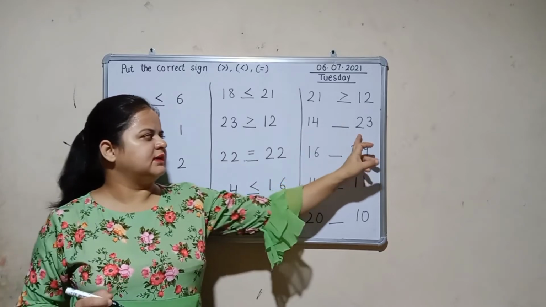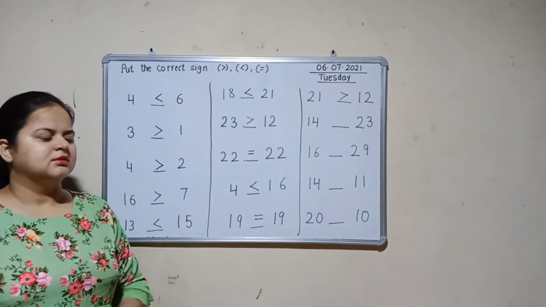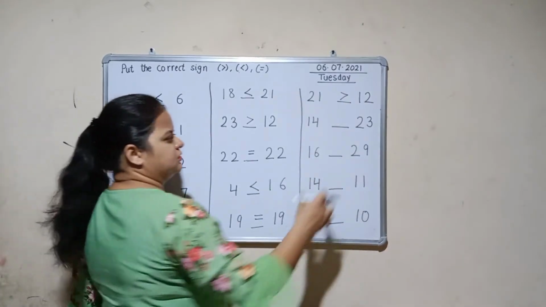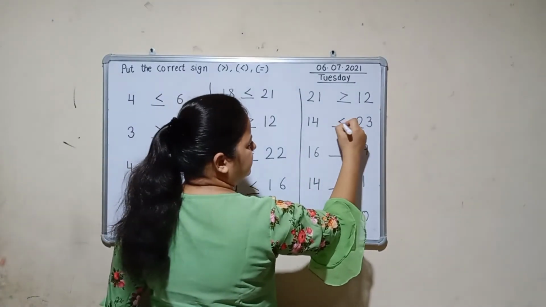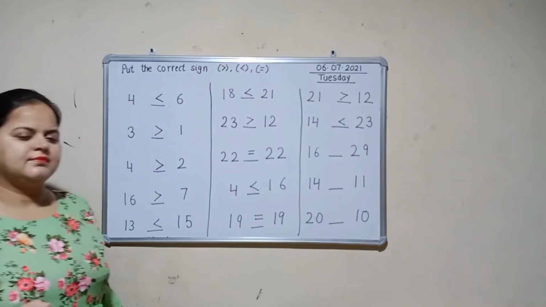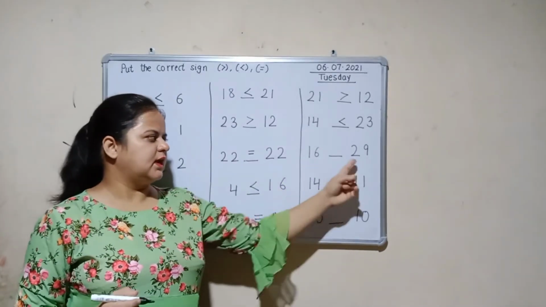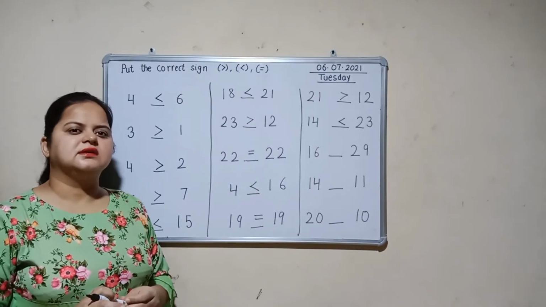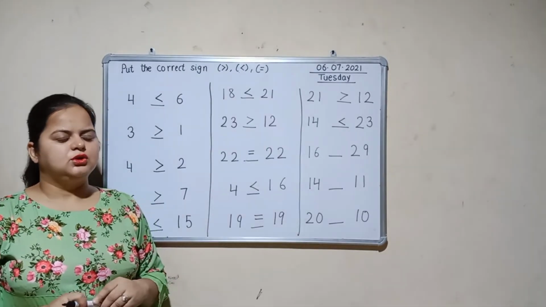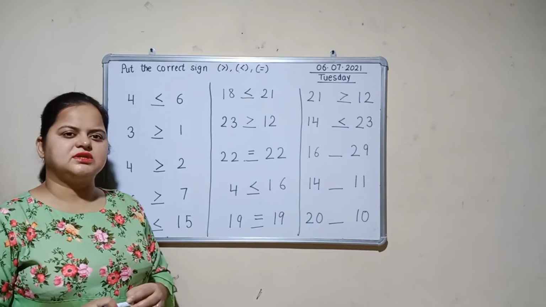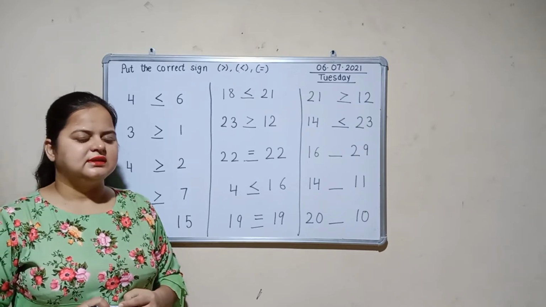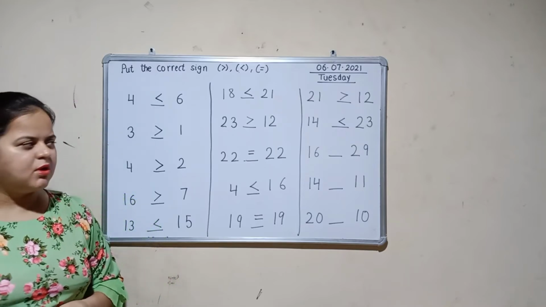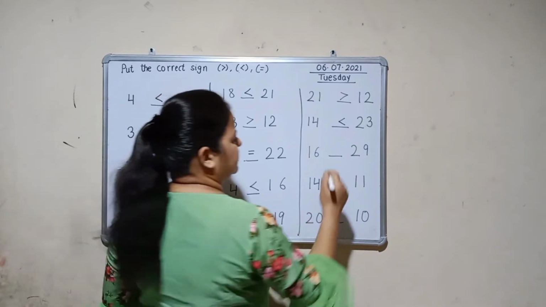Okay, 14 and 23. So 23 is greater than 14. 16 and 29. You tell me now which is greater and which is smaller. Yes, 16 is smaller than 29. Very good.